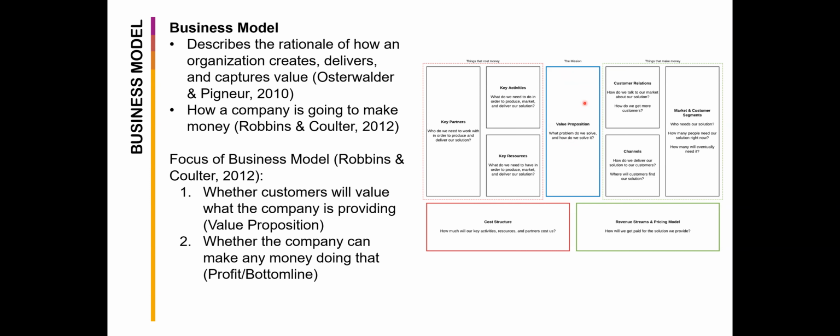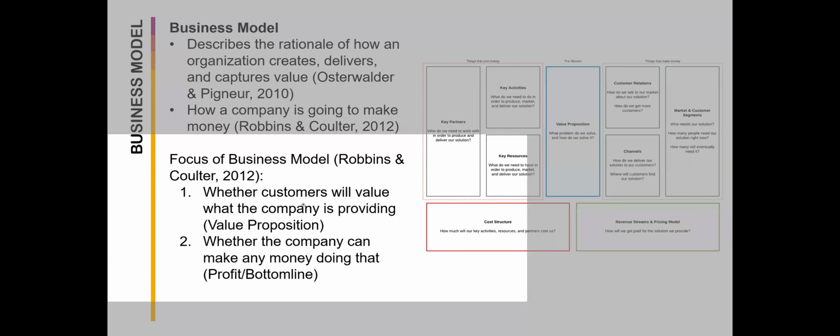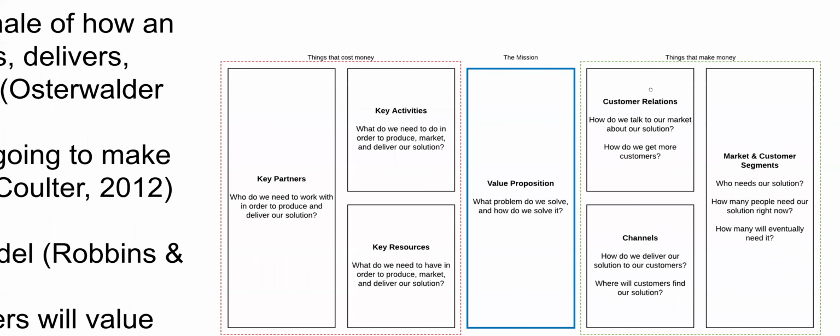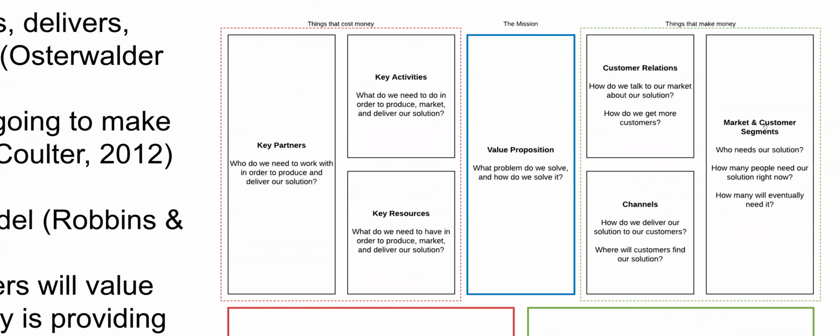At the middle. Now the things to the right of the mission, or the value proposition, are the things that make money. Let me just zoom it in. So it's the things that make money for the organization. Meaning we need to define who their market or customer segments are. Let's say a startup company comes up with a new application. Who are they really addressing or selling it to? And what are the specific problems that they are addressing? So who needs our solution? How many people need our solution right now, and how many will eventually need it?